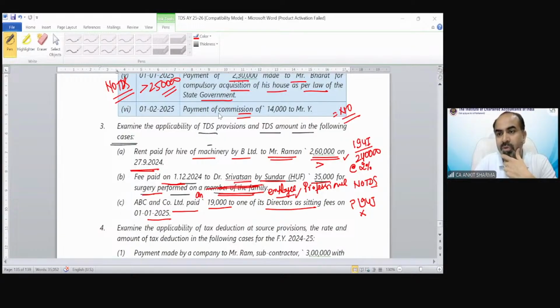Pawan Kumar, मजा आ गया क्लास में. Very good. Okay. 2% no TDS as personal purpose. Yes.